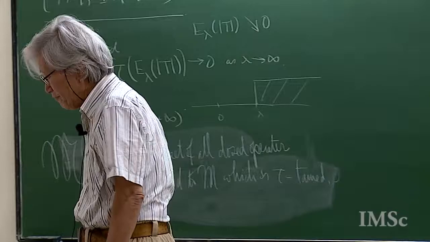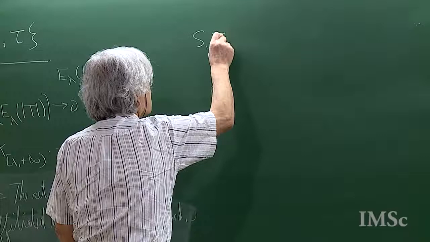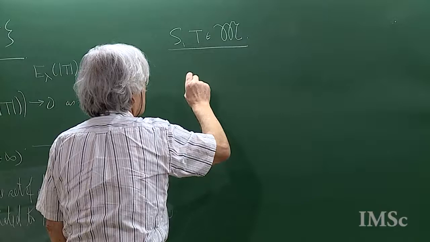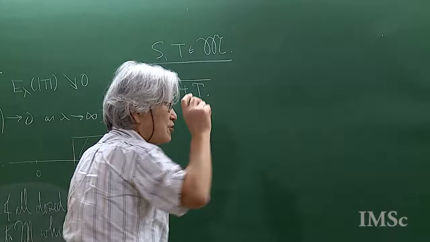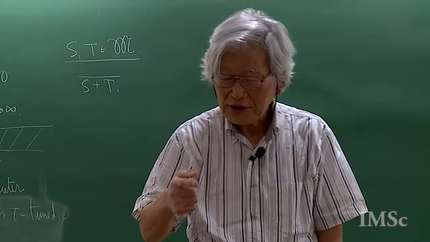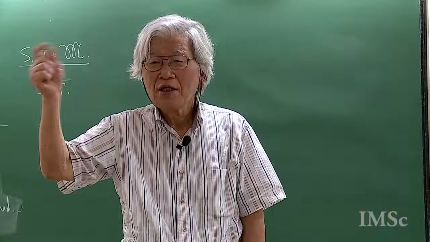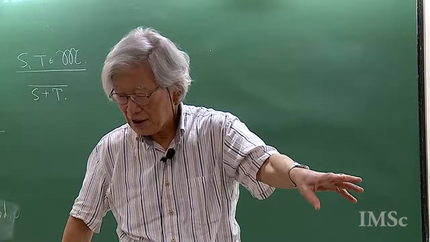Then what happens is the following. When you have tau-tamed operators S and T in M tilde, S plus T is pre-closed, closable. And the closure is a unique closed operator which extends S plus T. Any further extension is no longer closed. Of course, using set theory, you can extend it if the domain is not the whole space.